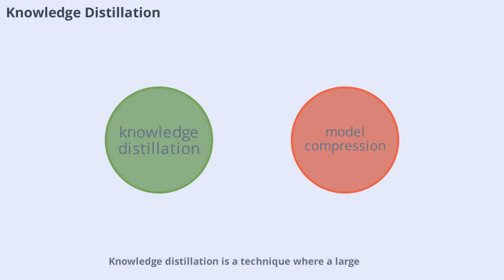Knowledge distillation is a technique where a large, complex model, the teacher, transfers its knowledge to a smaller, simpler model, the student. The student model learns to mimic the teacher's predictions, achieving similar performance with fewer resources. This approach is especially useful for deploying models on devices with limited computational power, such as smartphones or IoT devices. Knowledge distillation helps make advanced machine learning accessible and efficient.